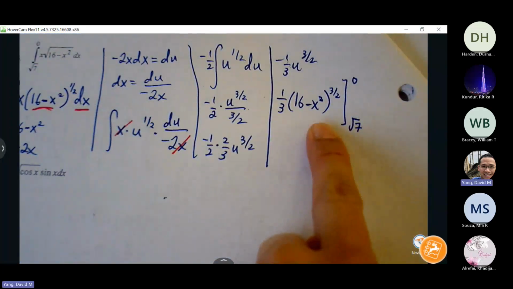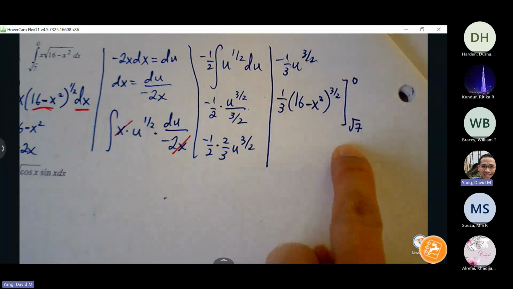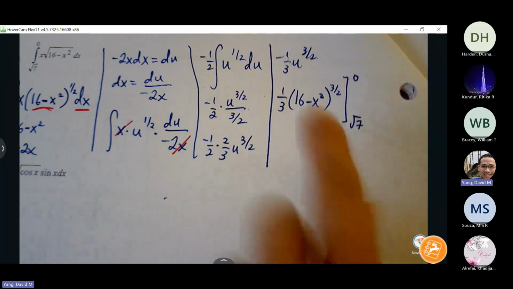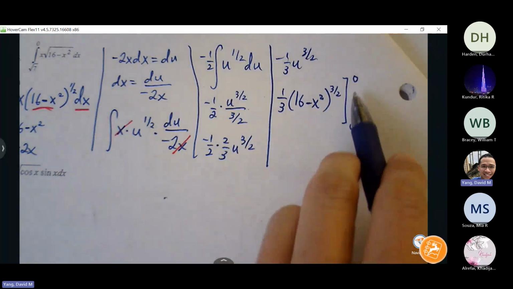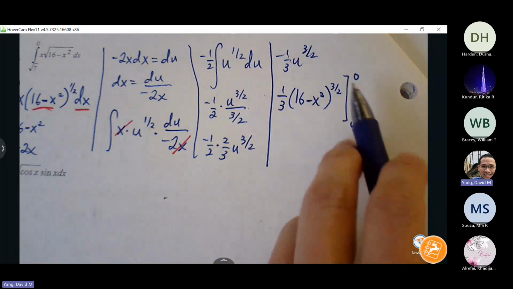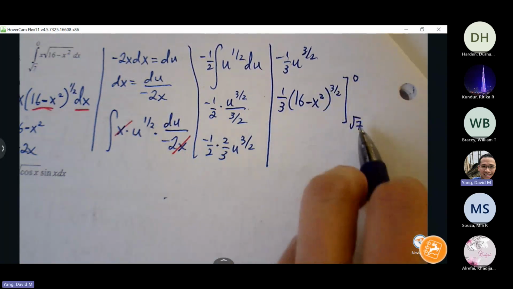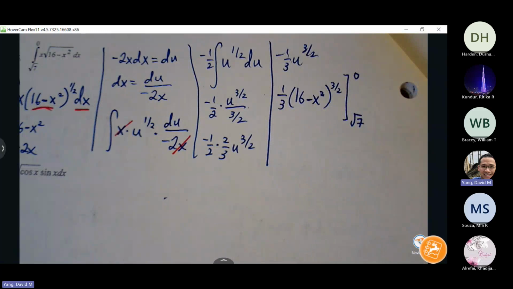No plus c, right? Any questions here at this point? Now, do you see how the bounds are out of order? It's okay. This is not an issue if you're just plugging values in. Now, if I'm trying to read the graph, I'm trying to interpret something with the graph, then I want my bounds from smaller to larger.